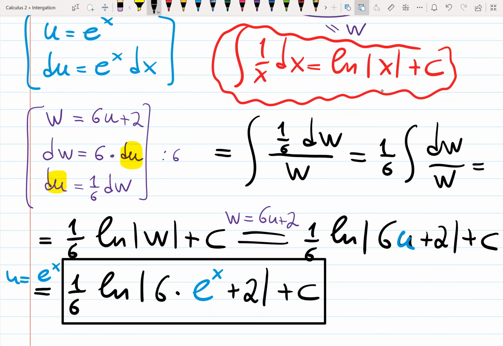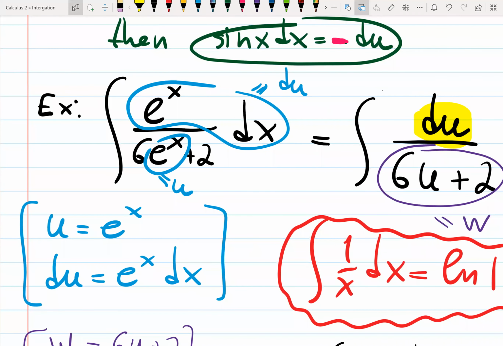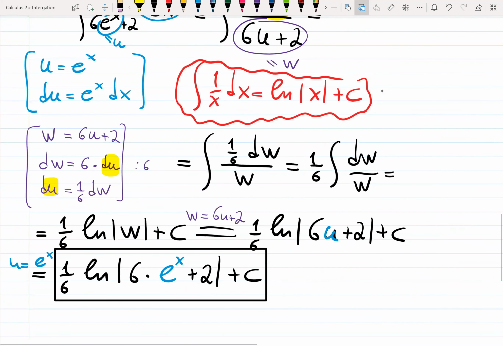What do you think about that? Could you also just make 6 e to the x plus 2 be u from the start and then pull out 1/6? Let's check. Yes, that is true. The comment there, a very smart comment, is to make the denominator be u. Then the derivative of this will be 6 e to the x dx, which you just divide by six and so on. Exactly. So that is also a very good way to do it. And I have an even better way to do it. No, actually your way is probably the best way to do it.